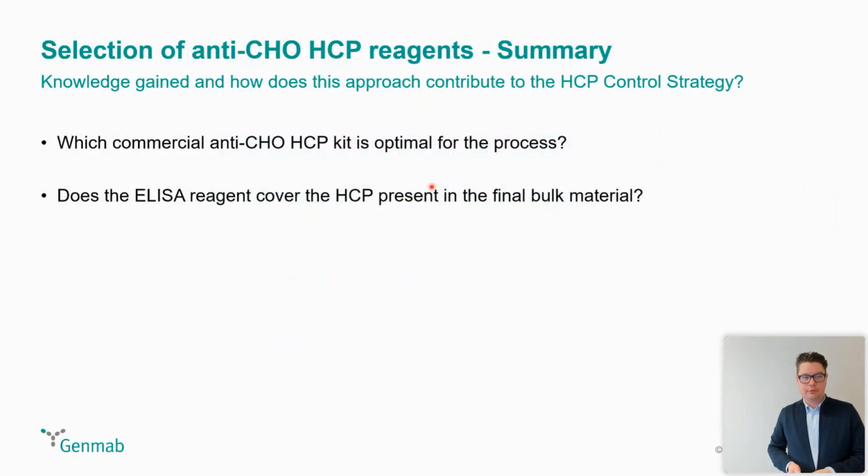Again, what did we learn from this approach? How does this contribute to the overall control strategy? Well, one thing is that we had a chance to really screen commercial anti-CHO HCP kits and figure out which one was the most optimal for our process. When you start a new project, you don't want to start out by creating a process-specific kit from the beginning. So this is a really good way to find a commercially available kit, screen it, and find the one that is more suitable for the process.